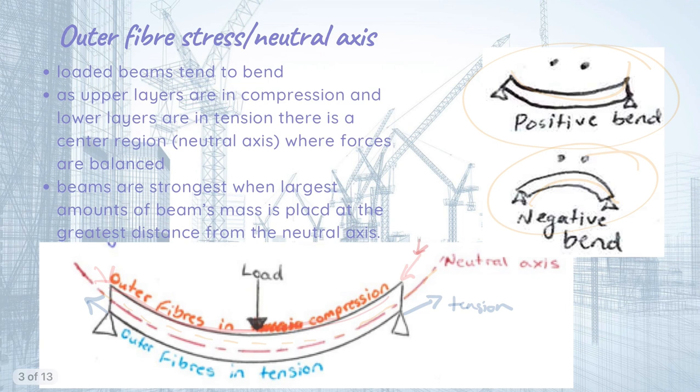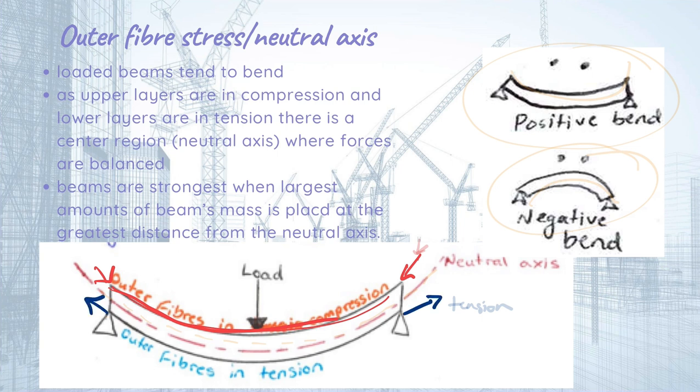Alright, so what is outer fibre stress and what is the neutral axis? We covered this in the last video, but just briefly, when a beam is loaded, it tends to bend. As you can see in this diagram down the bottom, if you have a simply supported beam with a load acting vertically downwards, it'll force the beam into compression in the top layer. So this side will tend to be forced inwards as it bends, whereas the bottom is being forced outwards.